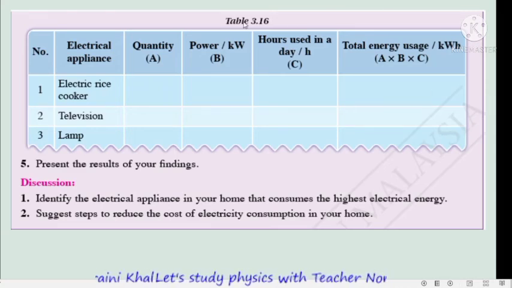For example, you get ready with this table and then list down all electrical appliances that can be found in your home, and then you calculate the total energy usage for each of the electrical appliances, then calculate the cost of electricity consumption in your home. So present the results of your findings. Okay.